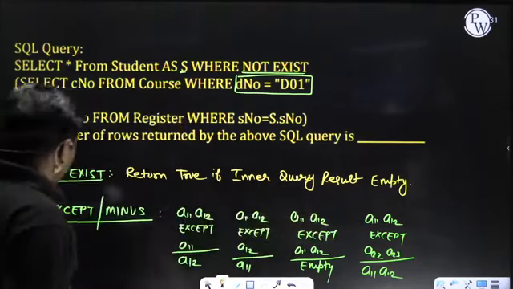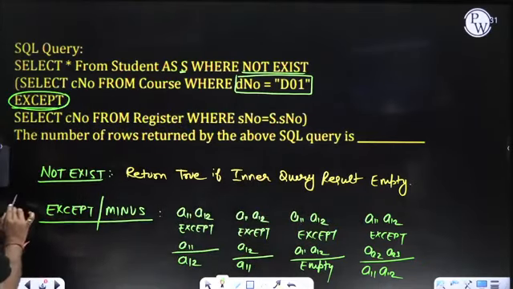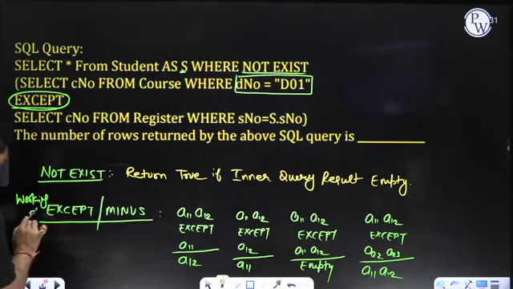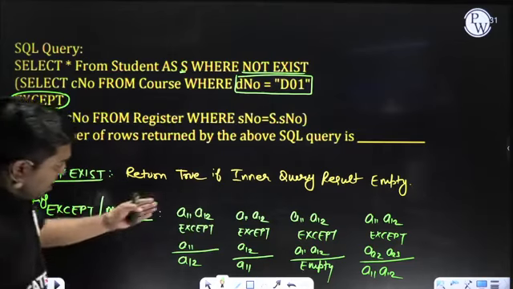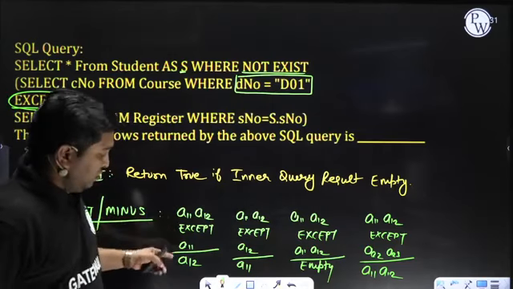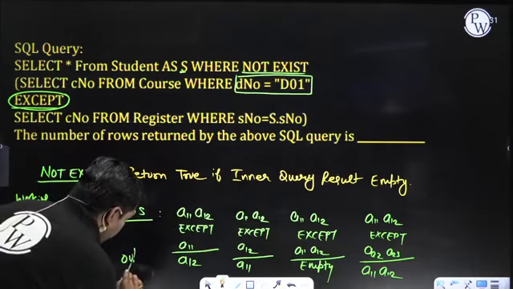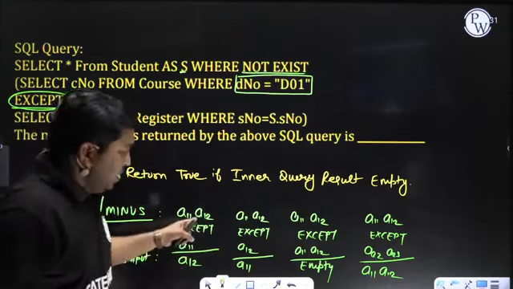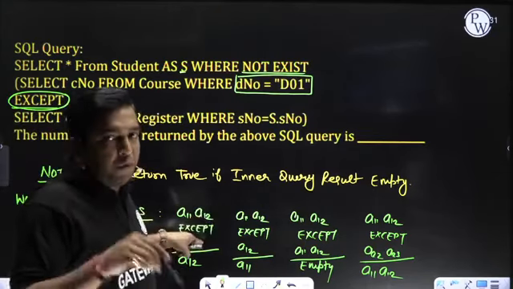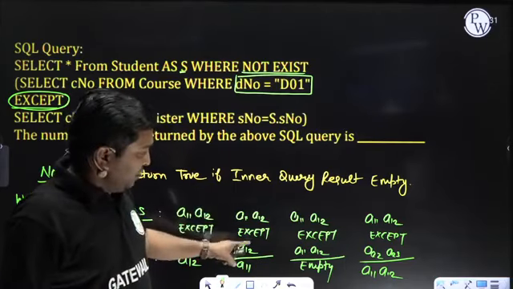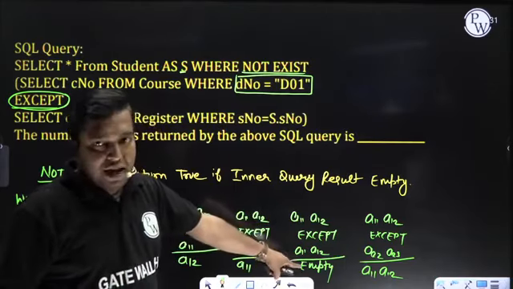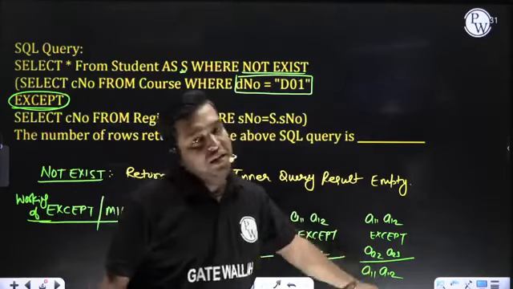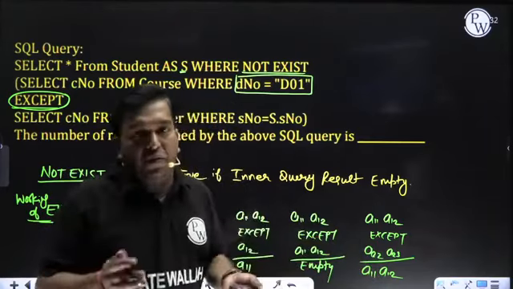And what is the working of except? For A11, A12 except A11, what is the output, my dear student? The output will be A12, because A12 is present in r and not present in s. Here the output is A11. Here the output is empty. Here the output is A11 and A12. Now you are easily able to solve this question.